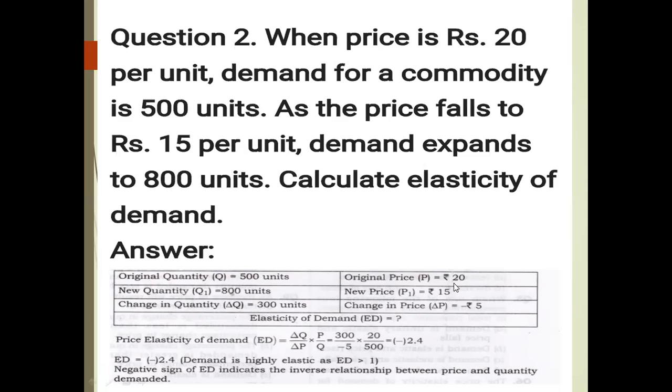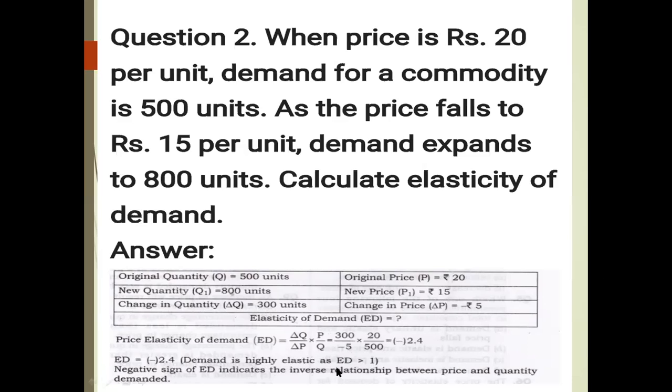Now put the values in this formula. Delta Q is 300, over delta P, which is minus 5, into the original price 20 over the original quantity 500. You solve this equation and you will get minus 2.4. So the elasticity of demand is minus 2.4. What is the meaning of that? Demand is highly elastic as ED is greater than 1.